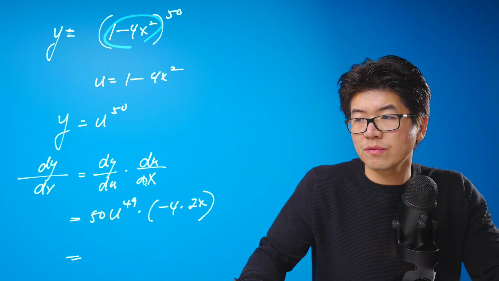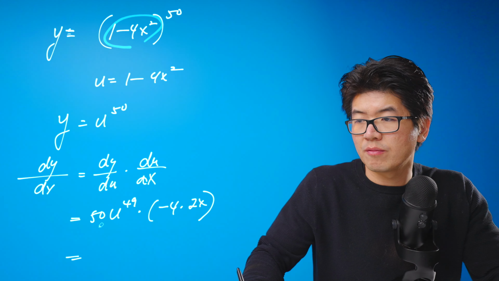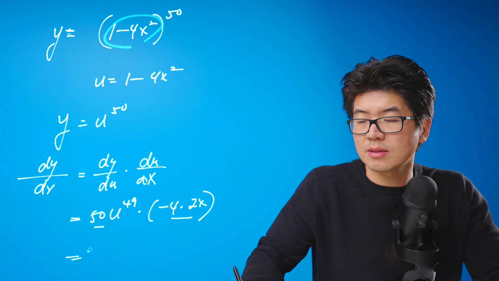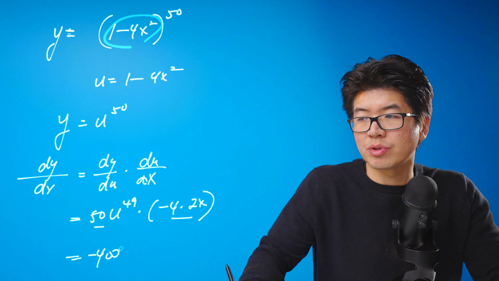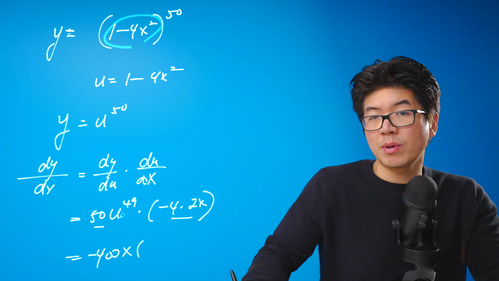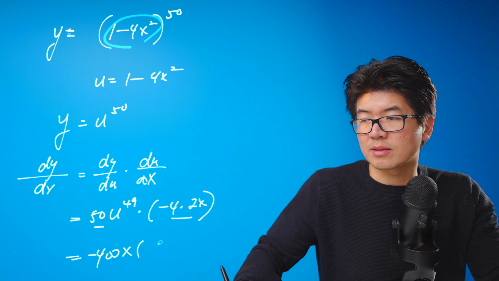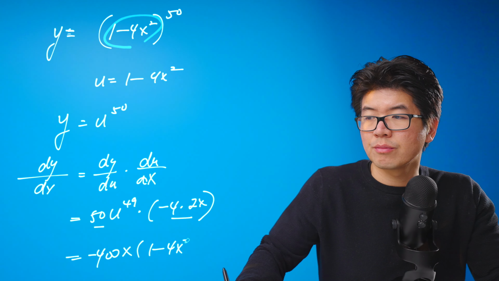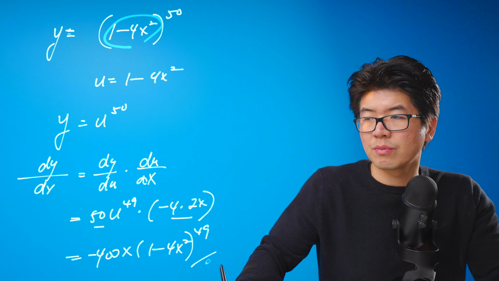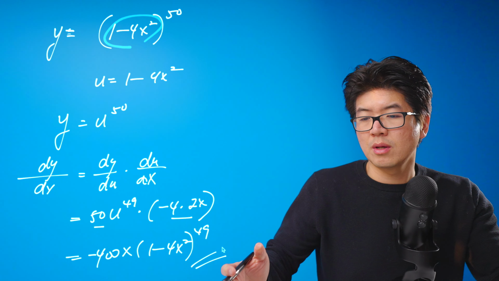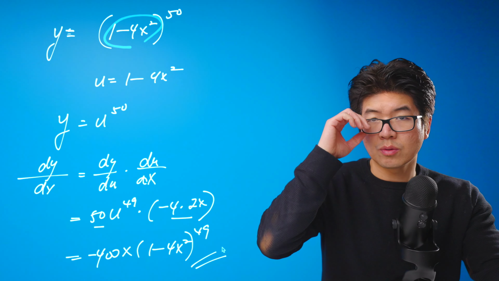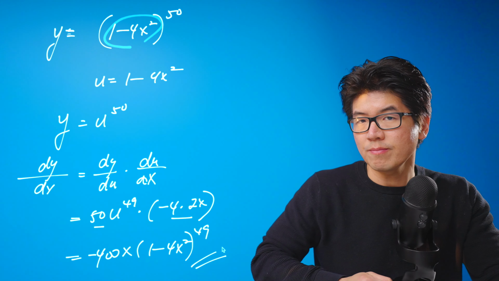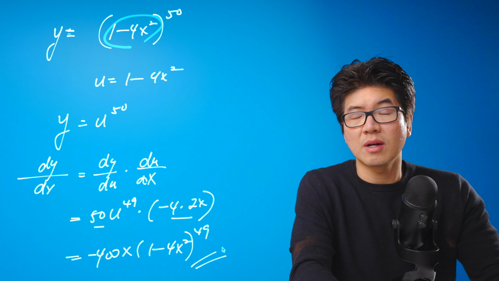To finish it off, let's just multiply everything in here. That's minus 8 times 50, so that's minus 400x. And replace the u back with the x. And we're done. So that's Leibniz notation with chain rule. That's it for this one. I'll see you in the next.